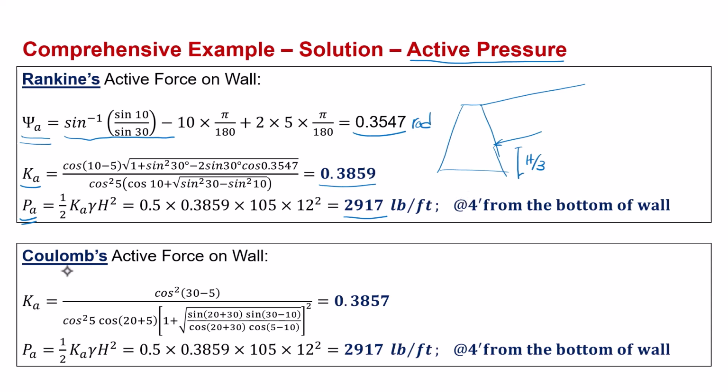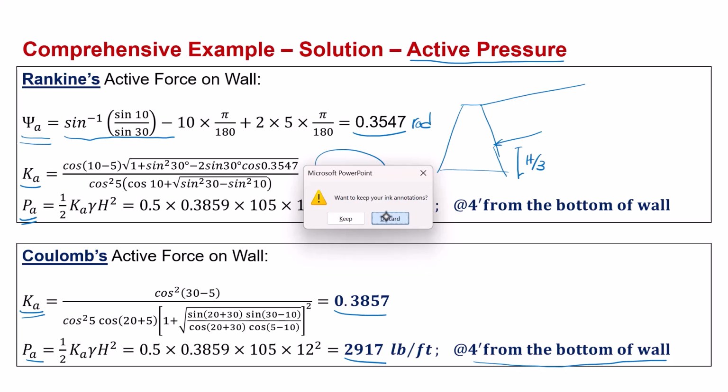You can also find Ka using Coulomb's formula, and Ka for this one would be very close to Rankine's Ka, which here is 0.3857, very slightly smaller than Ka of Rankine because of the effect of the friction between the wall and the soil. The resultant force basically would be the same, and again it's going to act at 4 feet from the bottom of the wall.